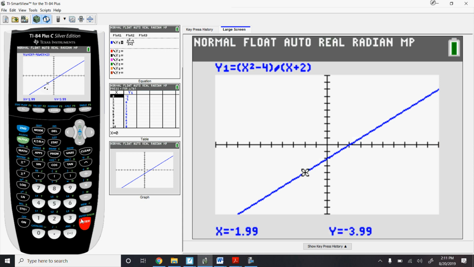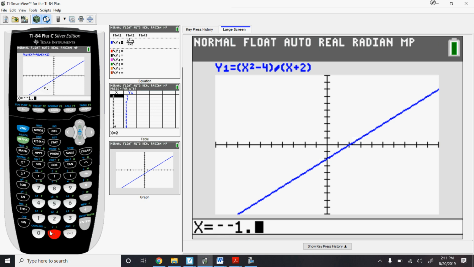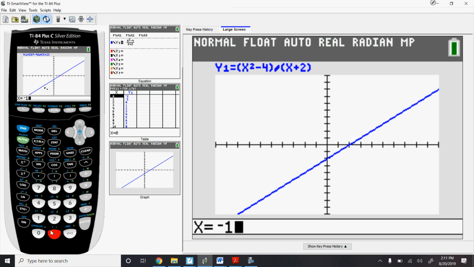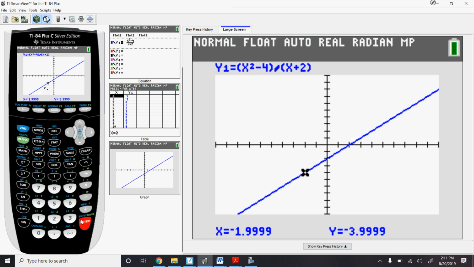-1.9 has created -3.99, right? And I can get even closer from this side. And I see, oops, not 1.999, -1.999. I see I keep getting closer and closer. I get -3.999. I know that that's a number really close to -4. But that's like doing my right-hand limit.